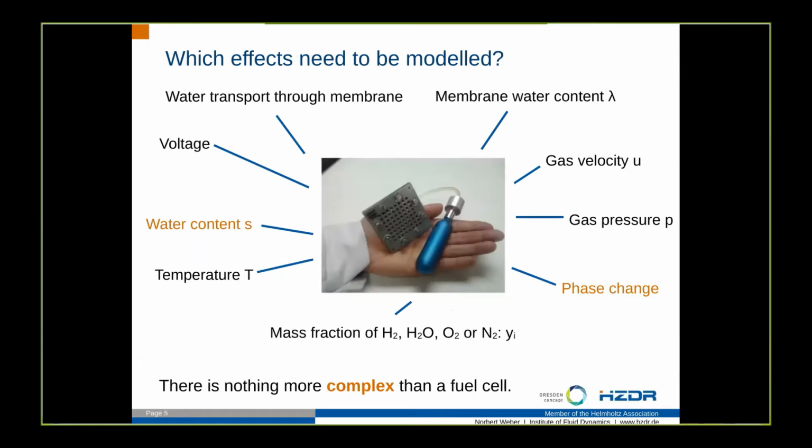When you now want to compute these 3 losses for the fuel cell, you need to know not only the water content. You also need things like the gas velocity and the pressure. You need to know how much water is inside the membrane. You need to compute the conductivity. You need phase change between liquid water and vapor, and the mass fraction of the various species. This means in the end that this is quite complex because all these equations are very much coupled.